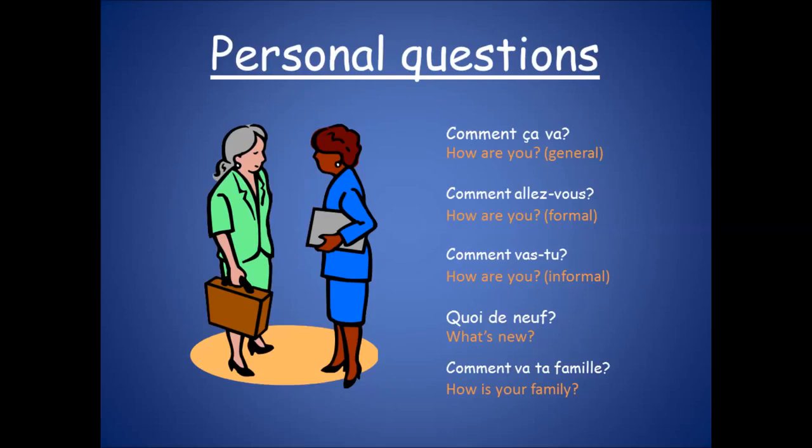Personal questions. So you might meet somebody, you want to know how they are, you might want to know what's been going on in their life. So we'll lead with comment ça va? Okay, and we'll use that for how are you? That's quite a general one, as I say. That can be used with friends, that can be used with people that you don't know in this case.